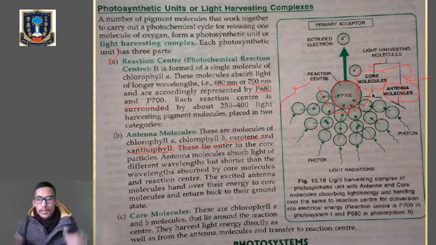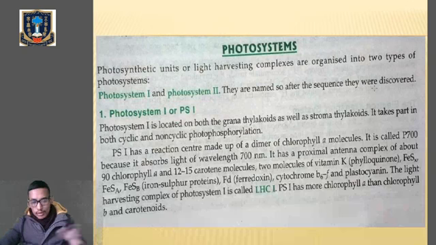Okay, so this is the light harvesting complexes. So kindly go through it. Now next one we'll talk about the photosystems.